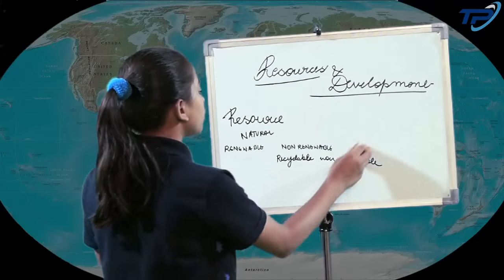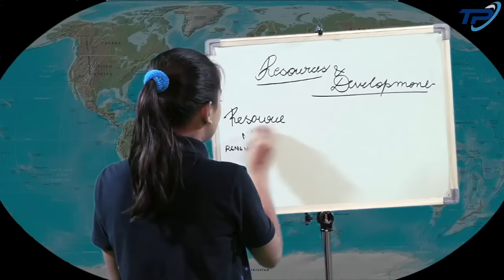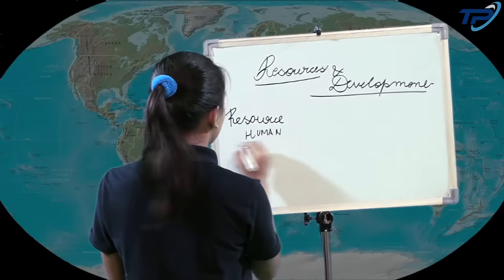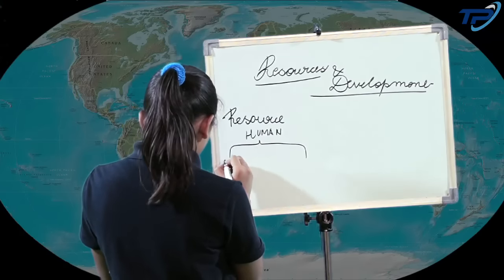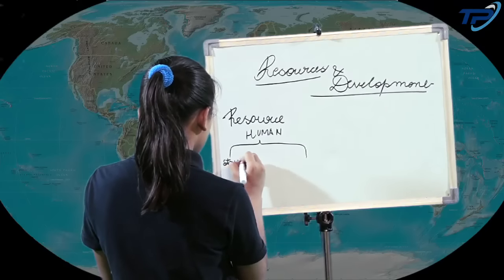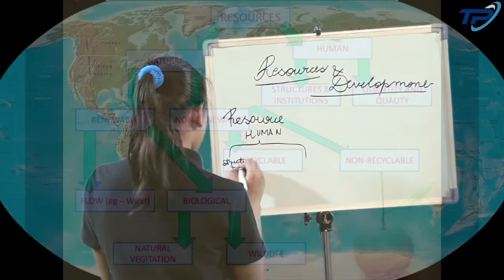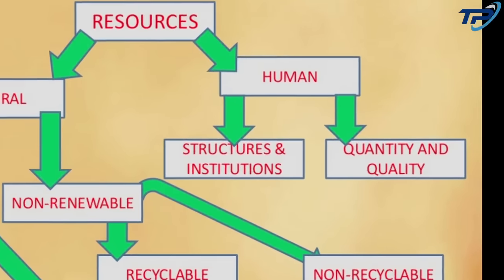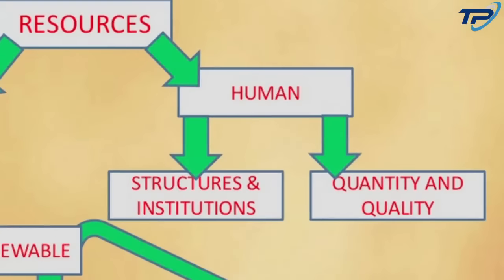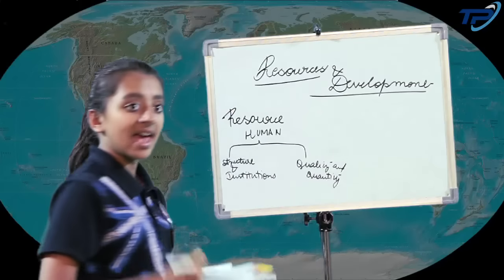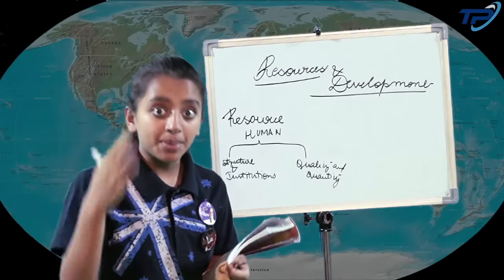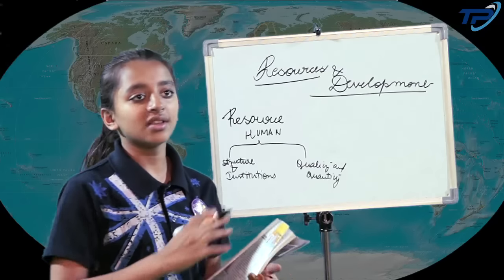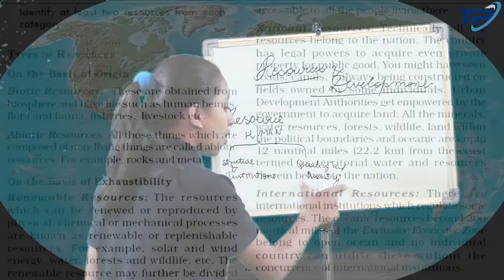Now I think you have understood the natural sector of this classification, and now let's go on to the human sector. It comprises structures and institutions, and quality and quantity. If a person is healthy or mentally capable to do something, then it is known as quality. And if a person is none of these, then it's known as quantity.